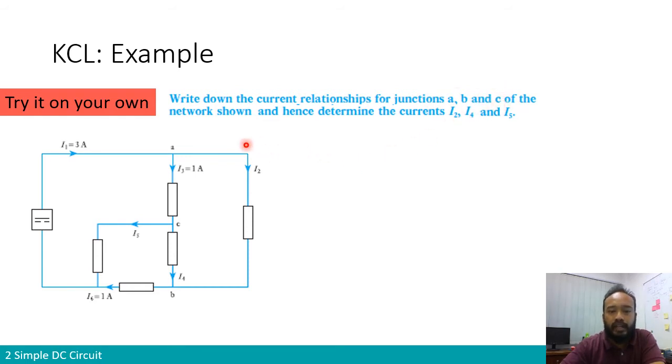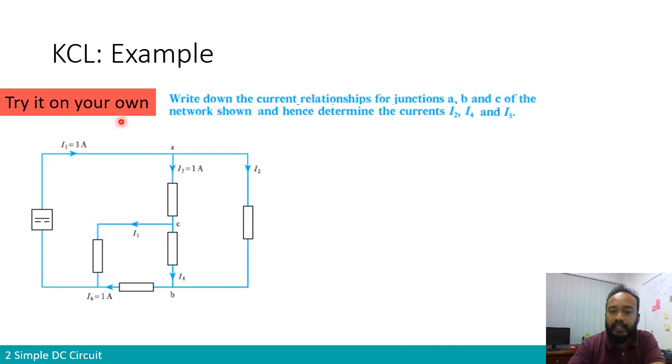So let's have a look at node A first. What can we write in node A? Node A is over here. There are three currents involved in node A: I1 that gets into it, and I3 and I2 that are leaving. If we assign the current that gets into a node as positive and the currents leaving the node as negative, we could write I1 equals I3 plus I2.